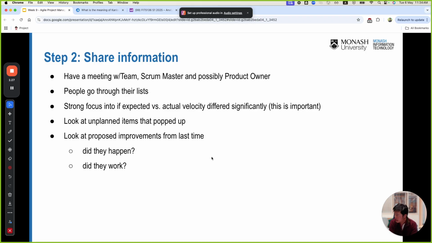Second step, share the information. You should have a meeting with the team, the Scrum Master and Product Owner, and look for the proposed improvements. You share the information in advance. Last time, this was the list of improvements. Did we do that? Did we follow that? If we didn't follow the improvement plans, then why do we have that meeting?